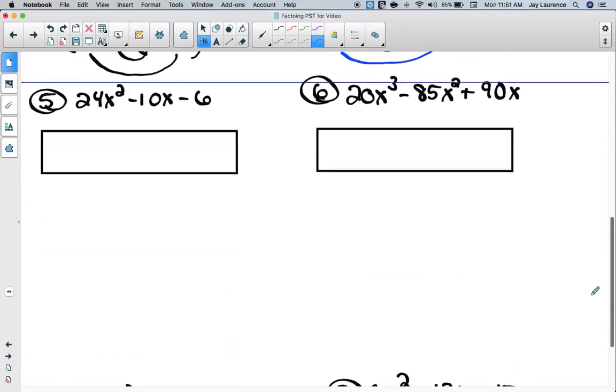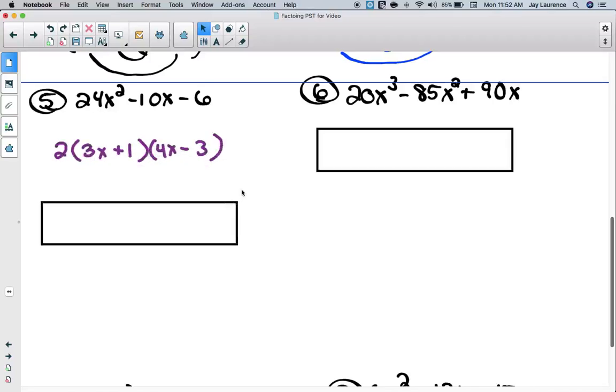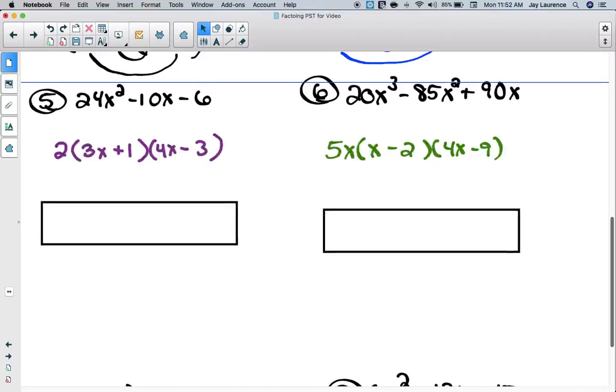All right, here are 5 and 6. I want you to go ahead and try them. Pause the video. See if you can get them right. If you're not getting them right, call Mr. Lawrence over. By the way, don't forget about the GCF. Okay, go ahead. Try 5 and 6. Here come my solutions. There's number 5. And if you haven't done number 6 yet, pause the video. And there's number 6, completely factored.